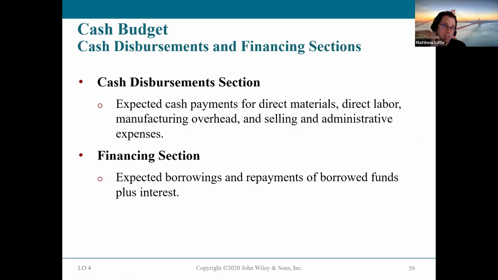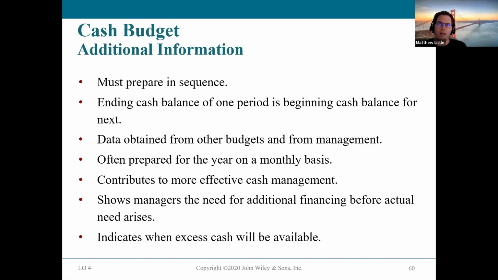In the cash disbursement section, you're buying direct materials, paying direct labor, paying your overhead. And financing is any borrowings or repayments, including your interest. The cash budget, you typically prepare in sequence. You start today and move forward. You can't just jump to month 12 or quarter 4, whatever that might be, because you need the closing for one period to carry over.